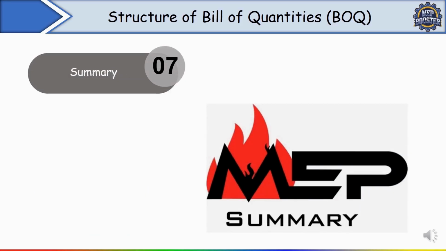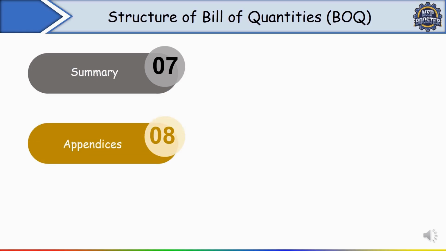Then the next one is summary. In summary, we have to show the total cost for mechanical work, total cost for electrical work, and grand total for MEP works. Okay, in summary. And the next is appendices. So here we have to show the detailed specification and drawing, manufacturer data sheet, testing and commissioning procedure, everything.